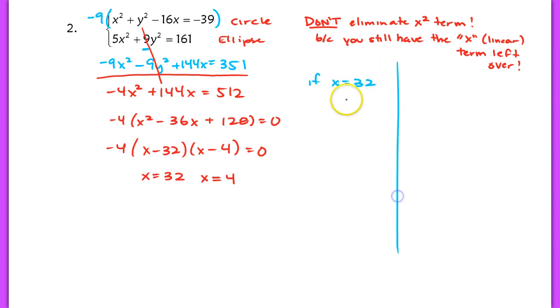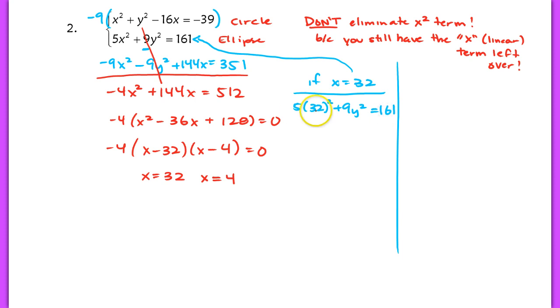We'll solve by plugging x equals 32 back into either of the equations. Now I'm going to choose the bottom equation just because here you have two different places where you'd have to plug in x. So I'm just going to be a little bit lazy. It doesn't matter where you choose to plug it in. So we'll plug it into the bottom. We should have 5 times x is now 32, so 32 squared plus 9y squared equals 161.